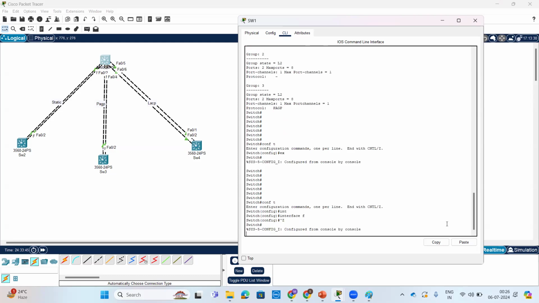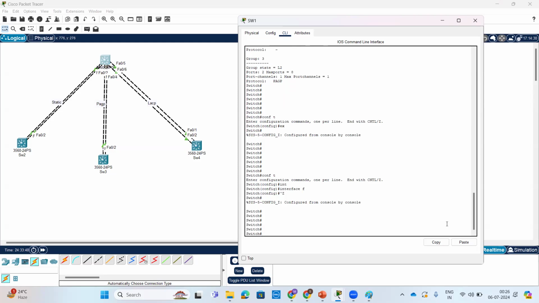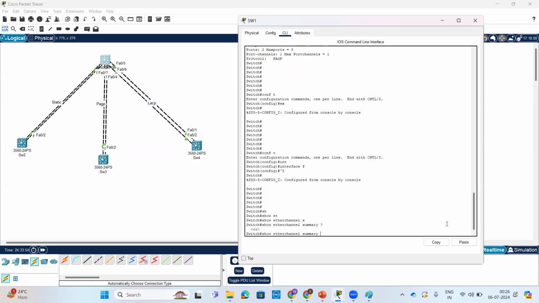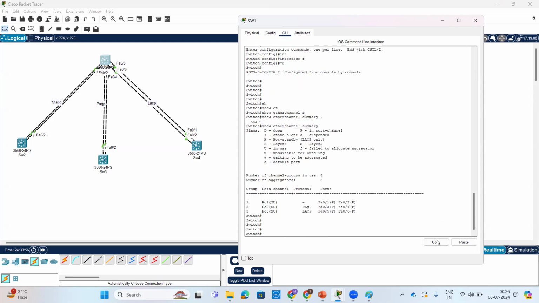Wait. Before that I'll show you something. Then we'll remove that, and show EtherChannel summary. It's pre-configured. Here it is showing, see, PAgP and LACP.